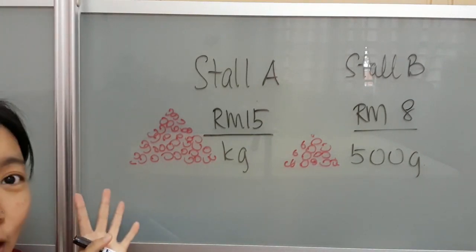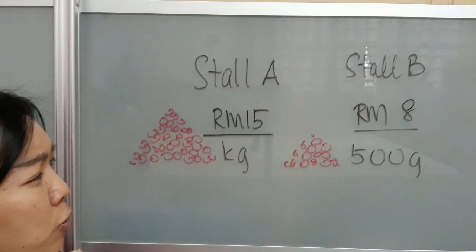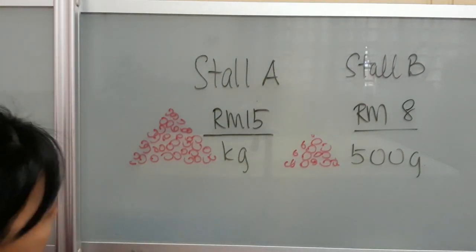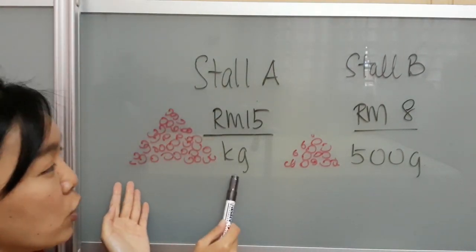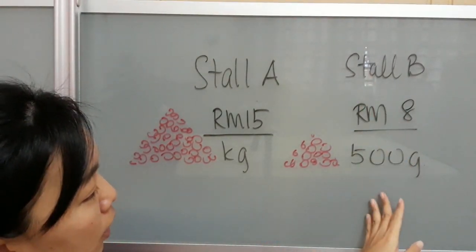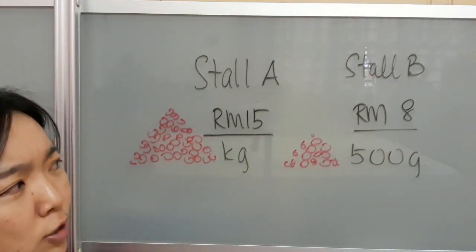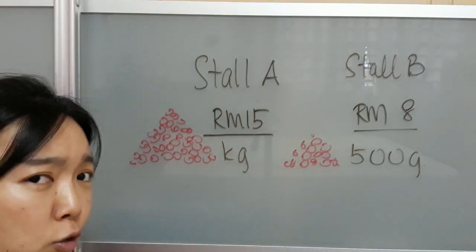Wow, so many tomatoes! But there are two stalls, stall A and stall B. Stall A is selling tomatoes at 1 kg for 15 ringgit Malaysia. But stall B is selling 500 gram for 8 ringgit Malaysia. So which stall should I go to?